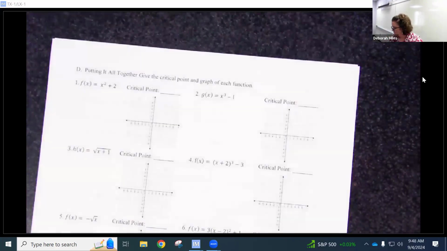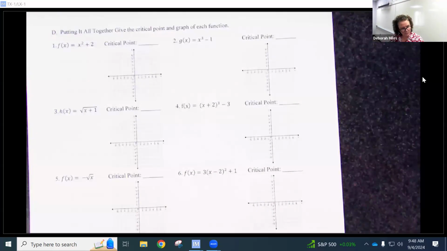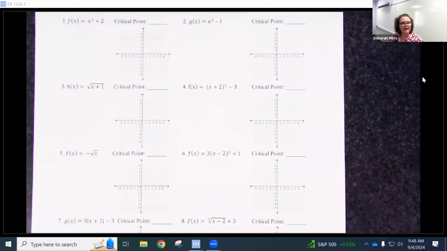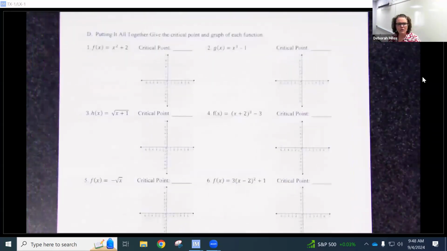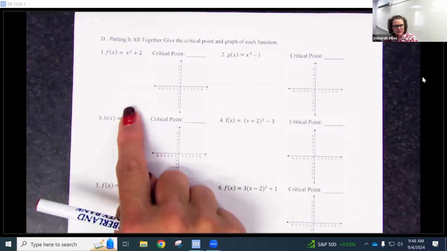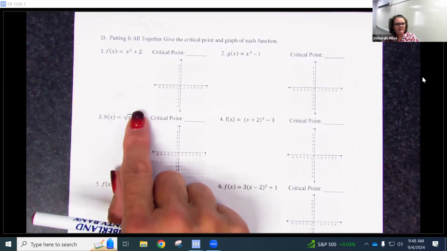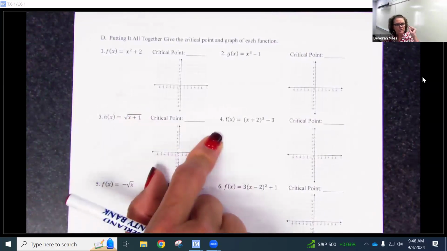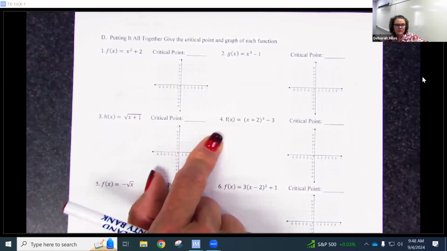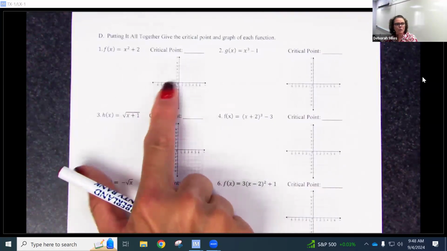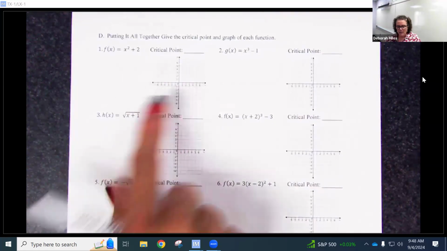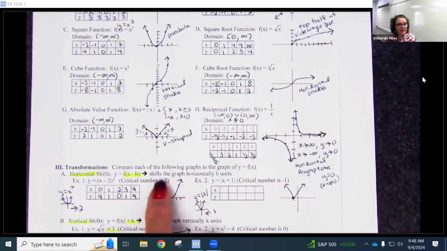On the next page of your notes, I just have 10 functions that when we start out, you may not feel comfortable with, but I'm hoping by the time we get to number 4, you can just look at it, you can tell me the basic shape, you can tell me the critical point, and you can graph it. Now, when I said critical number, I was just referring to the horizontal shift.